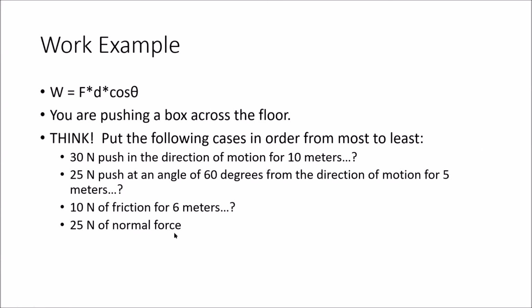The last example on here is 25 newtons of normal force. Okay, well, 25 newtons of normal force points up, and the force is 25 newtons. And what's the displacement from 25 newtons of normal force? Yeah, 0. If it's just normal force, if you've just got an object sitting on another object, you've got no movement. And so if you've got no movement, your displacement is 0. And if your displacement is 0, the work is 0.